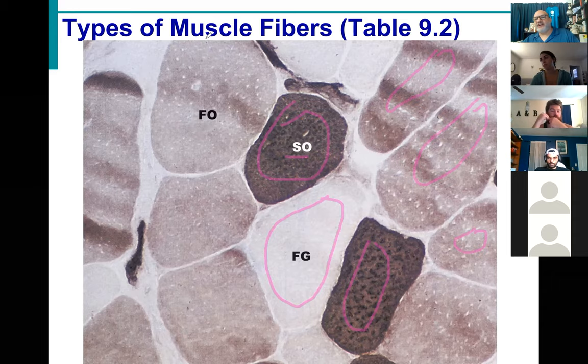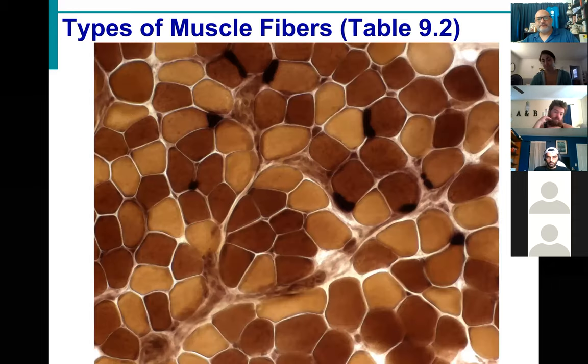Here, we're looking inside of a single fascicle. Here, we're looking at a cross-section through a muscle with several fascicles. And again, we can see some of these have little to no myoglobin. Some have an intermediate amount of myoglobin, and some are very, very dark with myoglobin. So we can see that all of these are a mix of the amount of myoglobin. Again, this is a special stain that just stains for myoglobin, allowing us to see this.